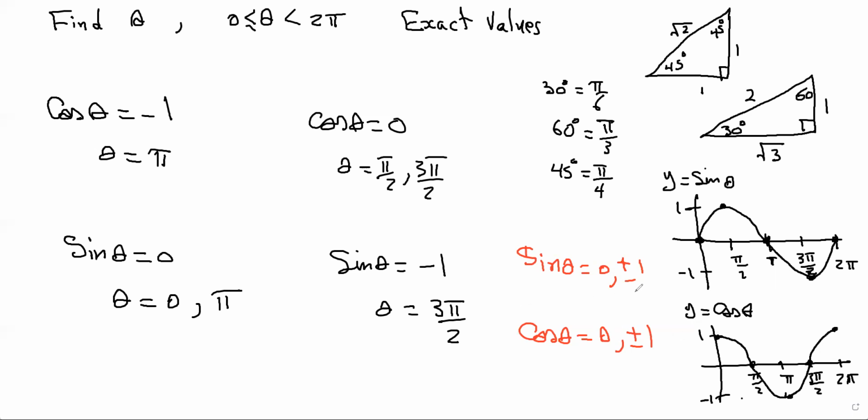Okay, so I hope this helps you. This is it for finding theta and exact values between 0 and 2 pi.